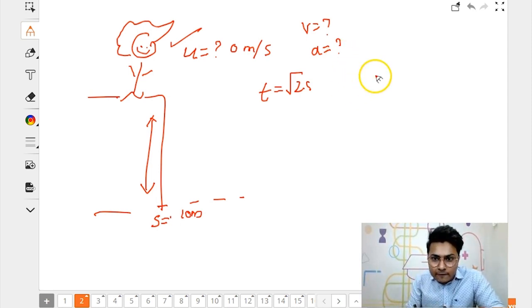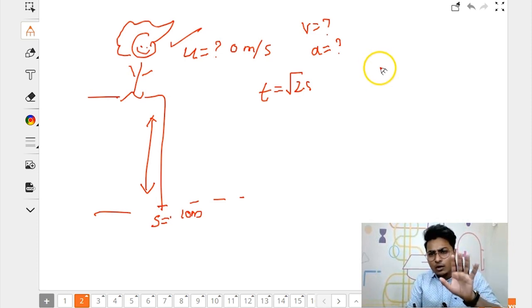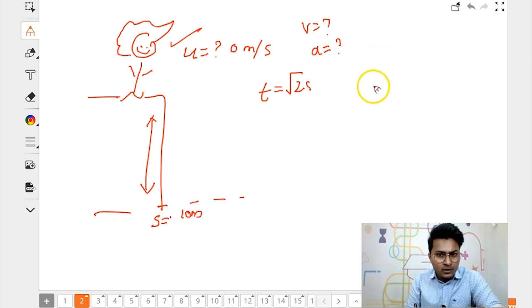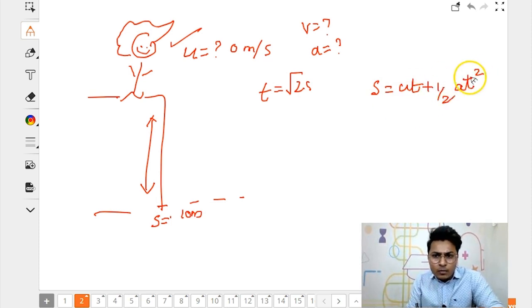Okay? So if we use the second equation of motion, I hope all of you know what the second equation of motion is. It's nothing but s is equal to ut plus half at square. Correct? Using this formula, I'll try to find out the acceleration. This term is going to be 0 because u is 0. So I'm left with s is equal to half at square. I need to find a.